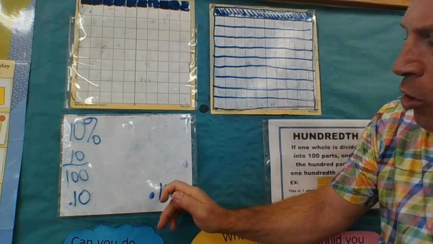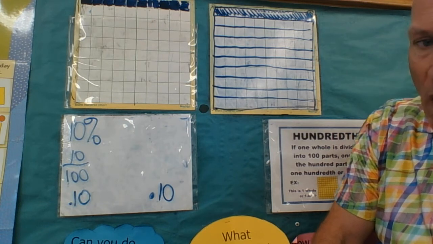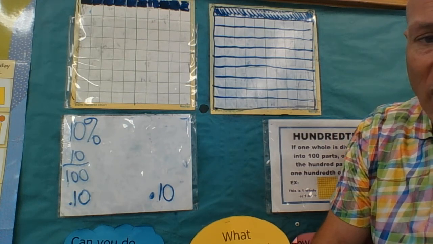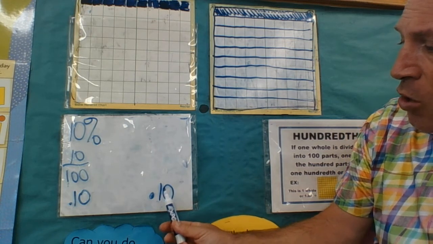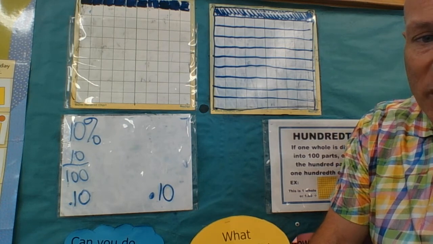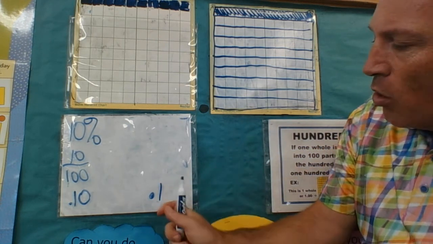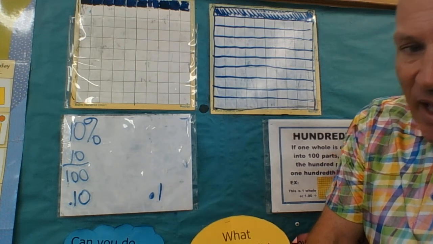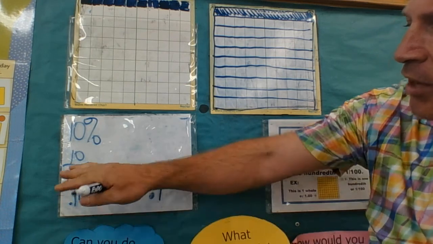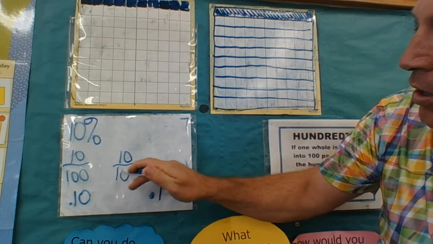Now, if you wrote 10 hundredths, would you be wrong? No. But if you were asked on a test or a quiz or for your general understanding, if they said, write 10 hundredths in its simplest form, you would be able to know that 1/10 and 10 hundredths are the same thing. Now let's look at our fractions here. We have 10 over 100.